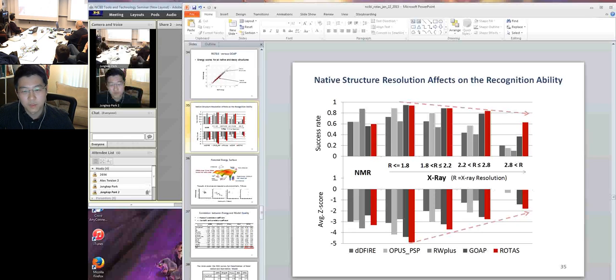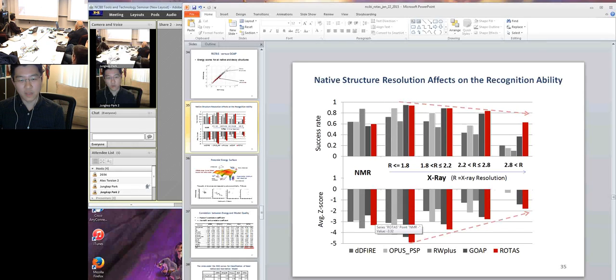That's because, as you said, most statistical potentials are trained based on the X-ray structures, not the NMR structures. And also, as you know, the resolution of the NMR structures is lower than the X-ray crystallography solved structures. So it might not be proper to use NMR structures to evaluate the potential energy function for their accuracy.